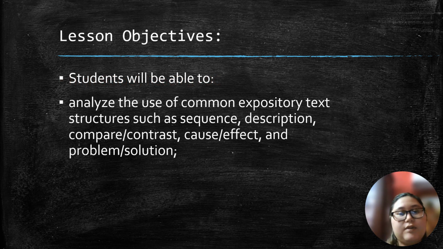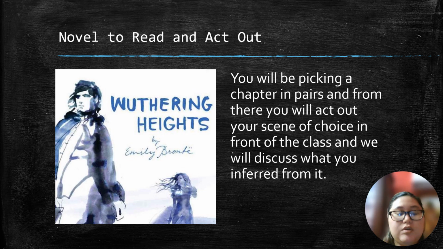The lesson objectives of today's lesson are: students will be able to analyze the use of common expository text structures such as sequence, description, compare and contrast, cause and effect, and problem and solution. Today we will be using the novel Wuthering Heights. You will be picking a chapter in pairs, and from there you will act out your scene of choice in front of the class, and we will discuss what you inferred from it.